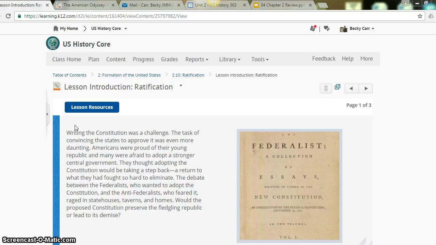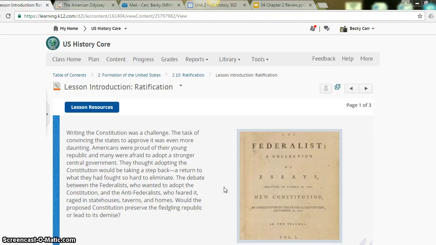Writing the Constitution was a challenge. The task of convincing the states to approve it was even more daunting. Americans were proud of their young republic, and many were afraid to adopt a stronger central government. They thought adopting the Constitution would be taking a step back, a return to what they had fought so hard to eliminate. The debate between Federalists who wanted to adopt the Constitution and the Anti-Federalists who feared it raged in state houses, taverns, and homes.